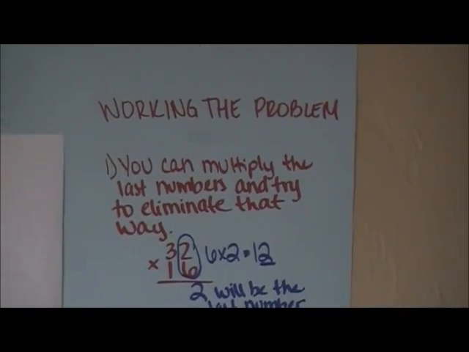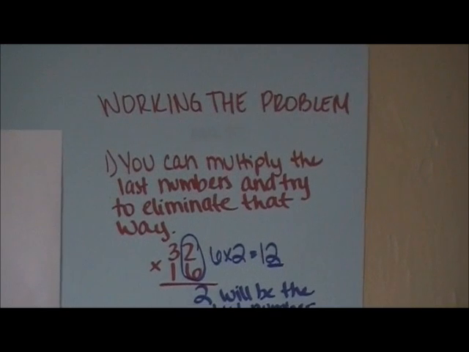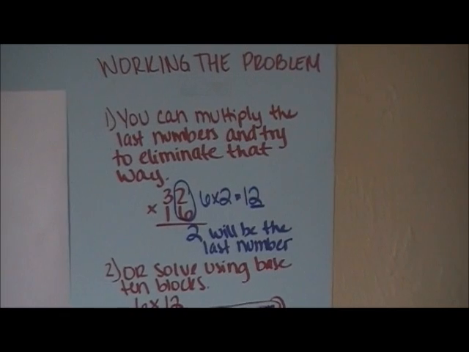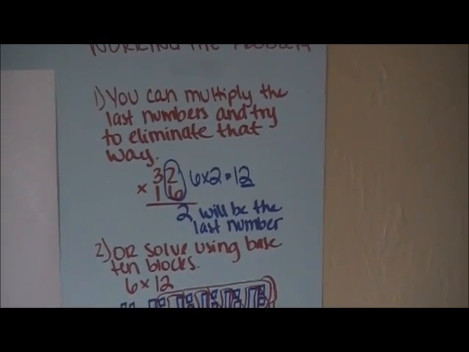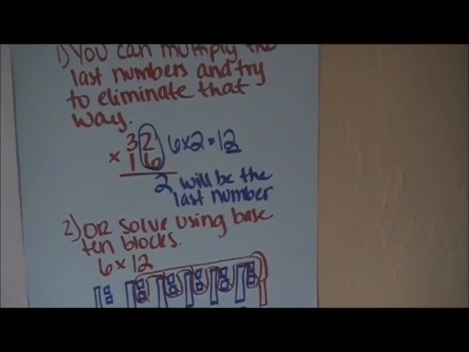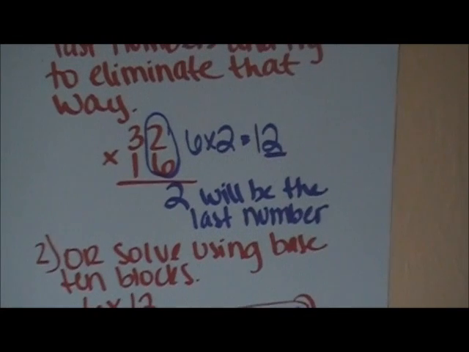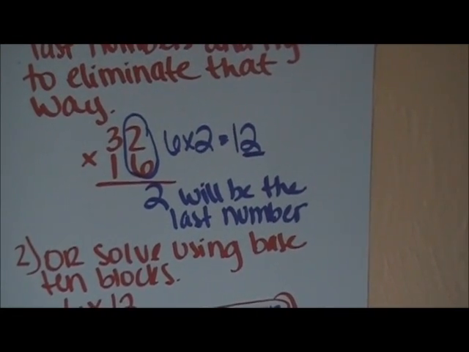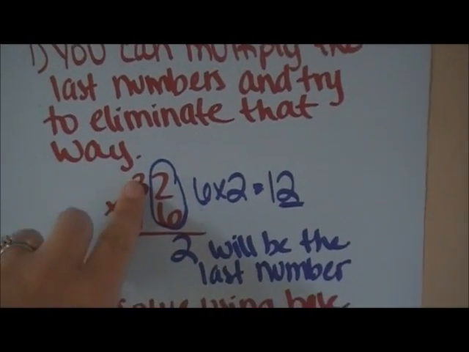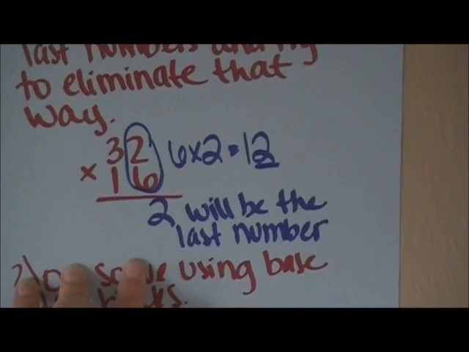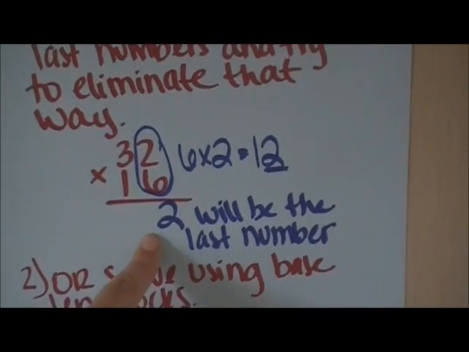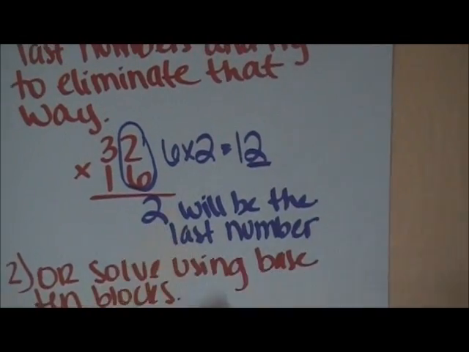The last elimination process that we're working with today is actually working out the problem. You can do this one of two ways. You can multiply the last numbers and try to eliminate that way. For example, for 32 times 16, if we were trying to find the answer, we could just go ahead and multiply 2 times 6. That gives us 12, which, to do our carrying process, the 2 would go here and we would move the 1 up here. But all we need is the last number, which is 2 in this case. So if we are doing a multiple choice problem, we could eliminate all of the answers that do not have 2 as their last number.